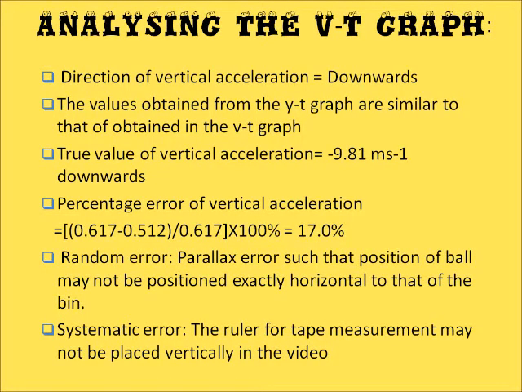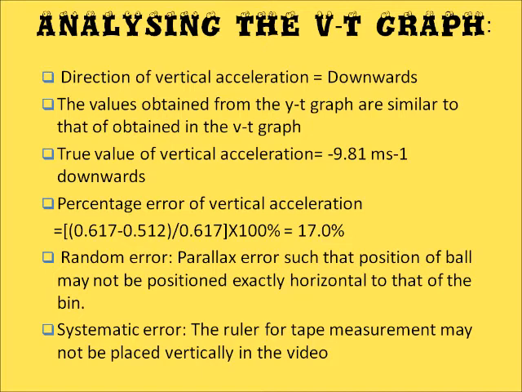We have also obtained that the direction of vertical acceleration is downwards, and the values obtained from the YT graph are similar to that of the VT graph. The true value of vertical acceleration is negative 9.81 meter per second squared downwards. The percentage error of vertical acceleration is 17%.